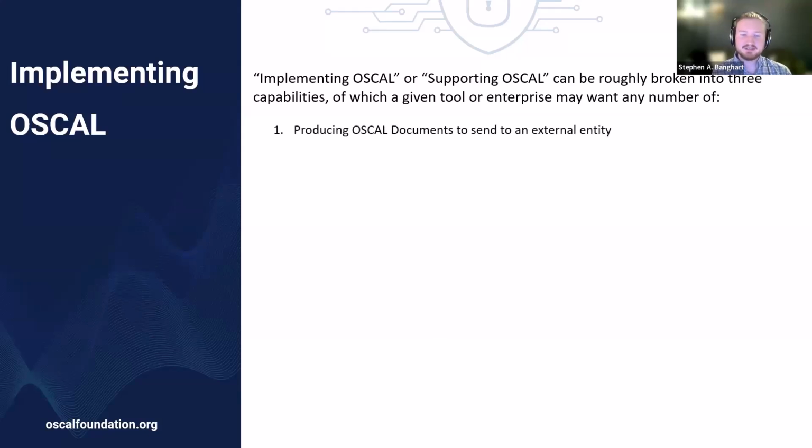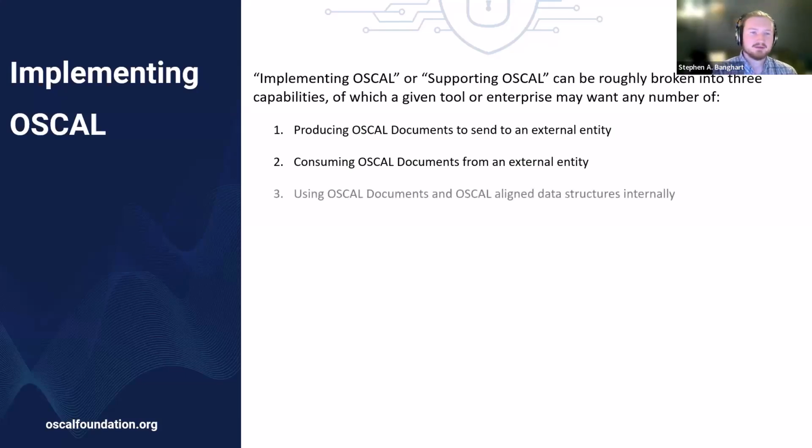The first is you want to create something that can produce OSCAL documents that you're going to send to some external entity. This is really common in the compliance use case, for example. You might be interested in consuming OSCAL documents from an external entity. This one, if you imagine your compliance use case, is common on the other side of that compliance use case, somebody consuming the documents that you've produced. And the third is using OSCAL documents and the OSCAL data structures and data models internally. This means either internal to your tool or internal to an entire system.